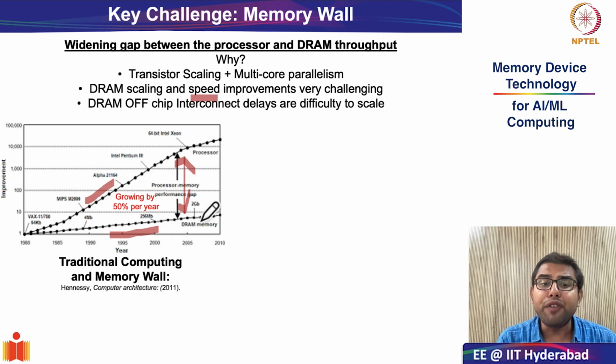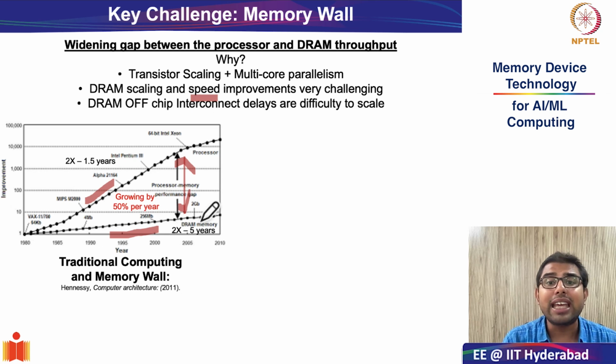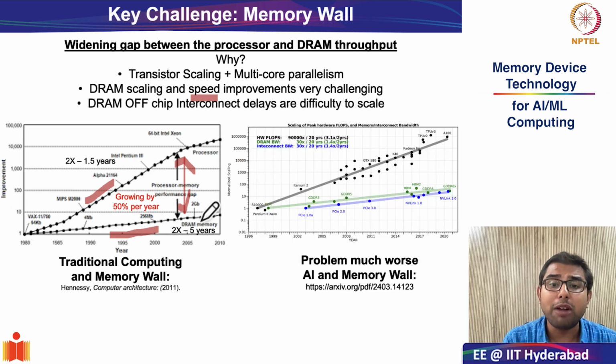Okay. If you think this is a big problem for traditional computing systems, modern day AI/ML computing has made matters even worse. This is because, as we have been discussing, AI based computing is essentially data driven computing. And in data driven computing, the hungriness of the processor to receive data from the storage and memory elements is much higher.